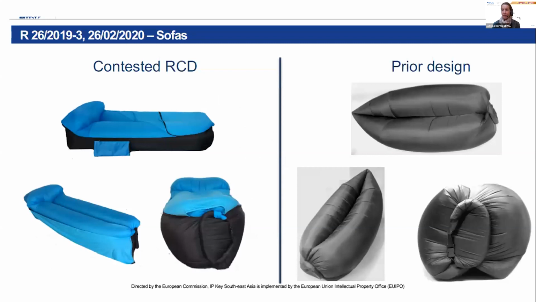Here we can see two sofas, two inflatable sofas. I don't know if you are familiar with this type of products. They are quite new, thin, light, transportable, that you can fold. We had to compare the general shapes of those sofas. This is a case from the Board of Appeal. If you can move to the next slide.